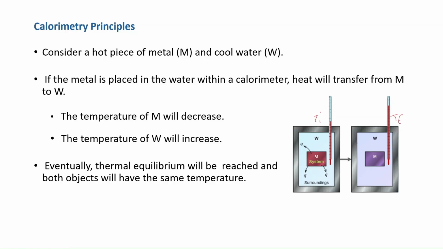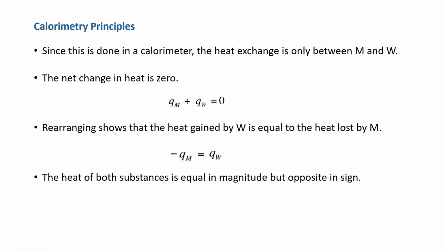You know the temperature of the metal is going to decrease because it cools off in the water. The temperature of the water is going to increase until you reach a chemical equilibrium. So we can calculate the heat that was lost by the metal and the heat that was gained by the water by the equation that we saw before.